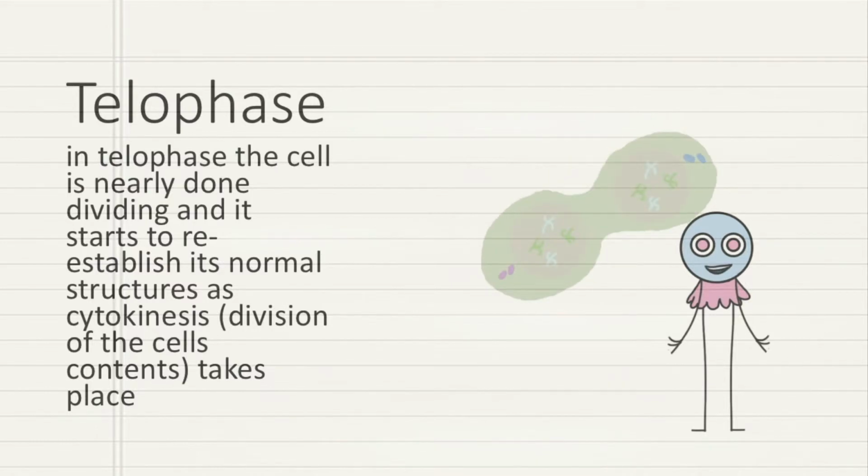Telophase is the fourth and final phase, where chromosomes begin to disperse into a tangle of dense material. A nuclear membrane forms around each set and the nucleus reappears in each cell. Chromosomes arrive at the opposite pole and begin to uncoil. The nuclear envelope starts to reform.